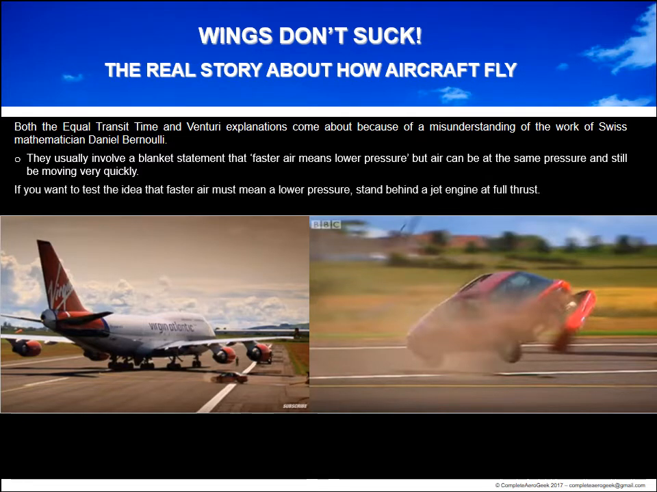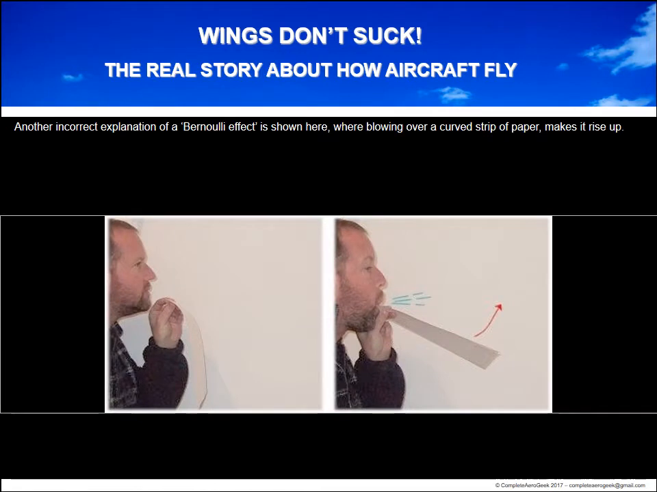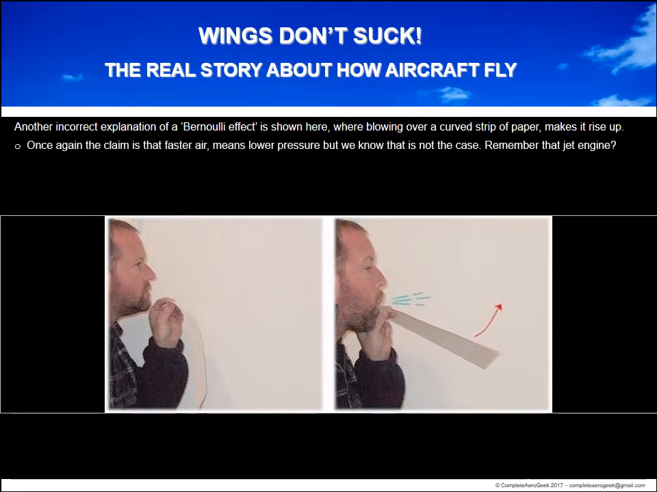If you want to test the idea that fast air must mean a lower pressure, stand behind a jet engine at full thrust. Or just take my word for it. Much safer. Another incorrect explanation of a Bernoulli effect is shown here, where blowing over a curved strip of paper makes it rise up. Once again, the claim is that faster air means lower pressure, but we know that is not the case. Remember that jet engine?